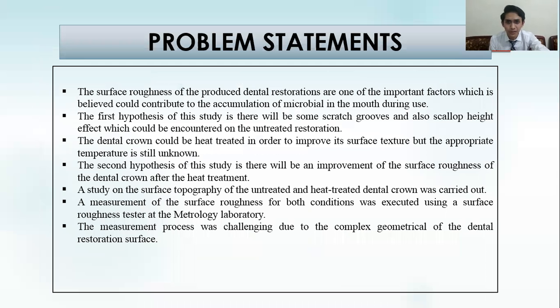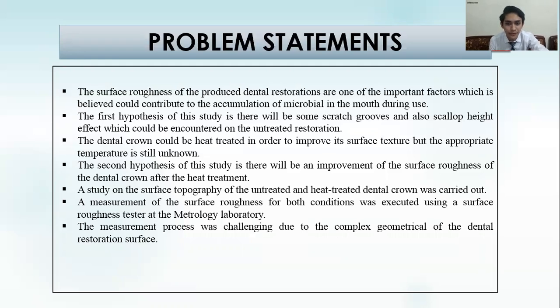The first hypothesis of this study is that there will be some scratch grooves and also scallop height effect which could be accounted for on the untreated restorations. The dental crown would be heat treated in order to improve its surface texture, but the appropriate temperature is still unknown. The second hypothesis is that there will be an improvement of the surface roughness of the dental crown after the heat treatment.